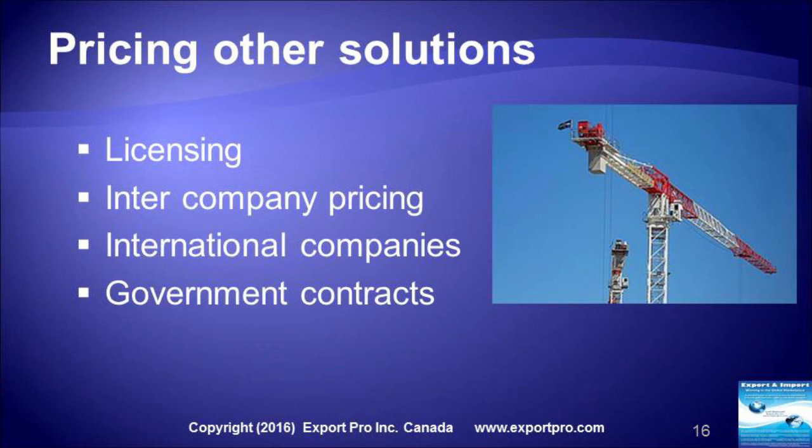International companies like car manufacturers or large construction companies buy where they could get the best price. You have to make an international price list for them. In government contracts, there is normally a tendering process. You have to make the best offer.